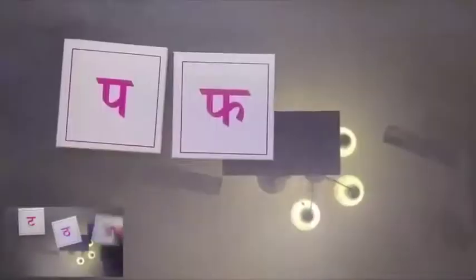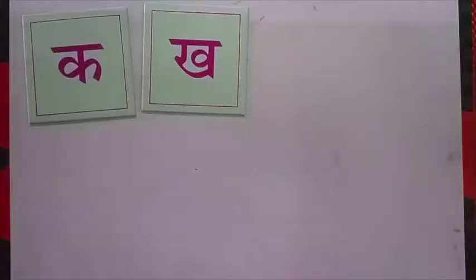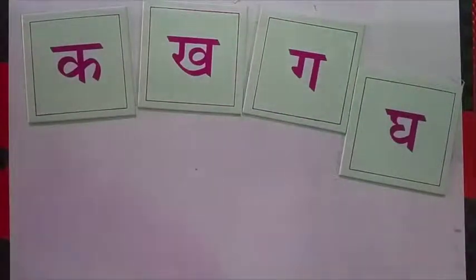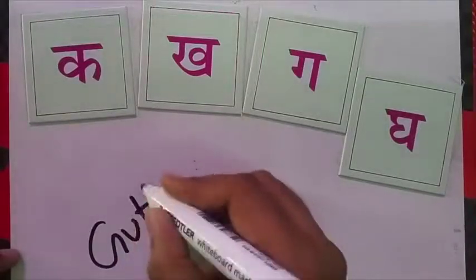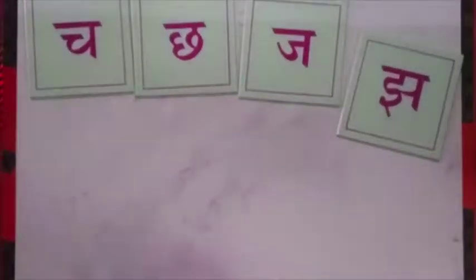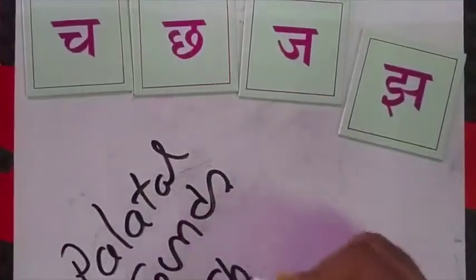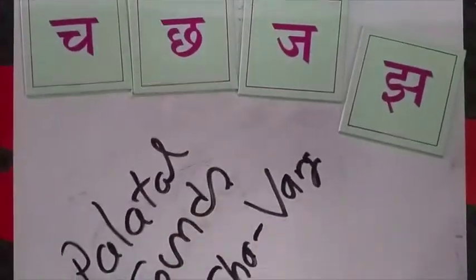Vyanjans. Vyanjans are further divided into four groups: Ka Varg, Ta Varg, Pa Varg, and Ya Varg. Ka, Kha, Ga, Gha, Anga, these sounds are made from the throat region, so they are called guttural sounds. And they form the Ka Varg. To make Cha, Chha, Ja, Jha, Ya sounds, the tongue has to touch the palate, so they are called palatal sounds, or the Cha Varg.